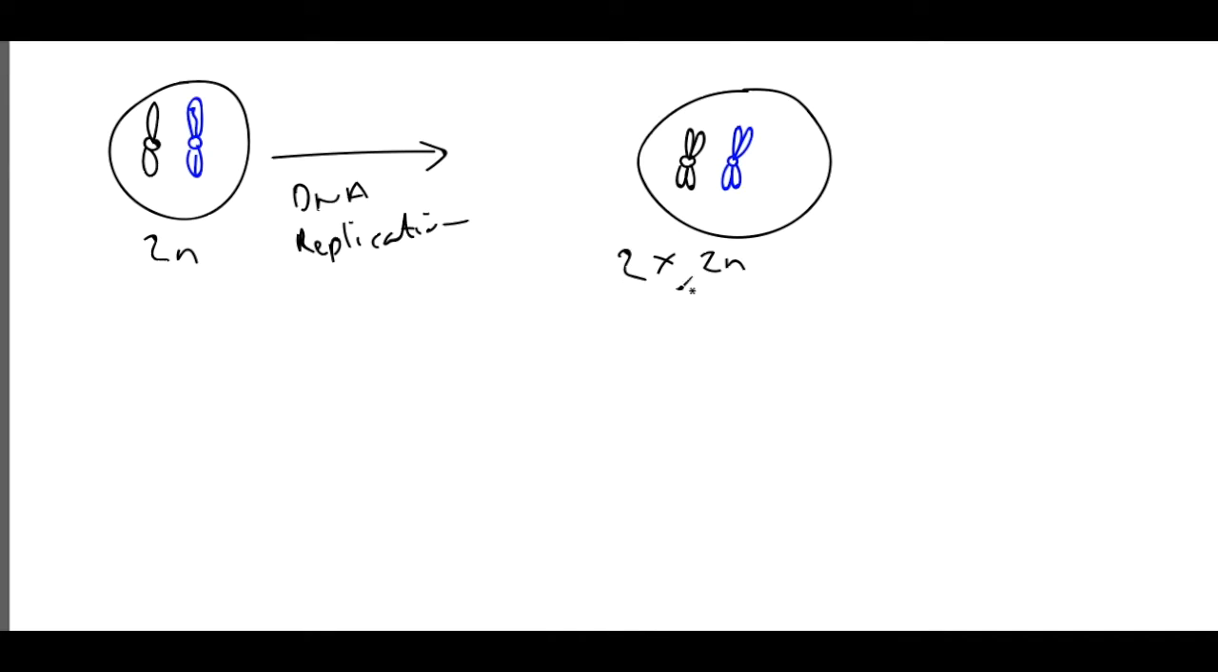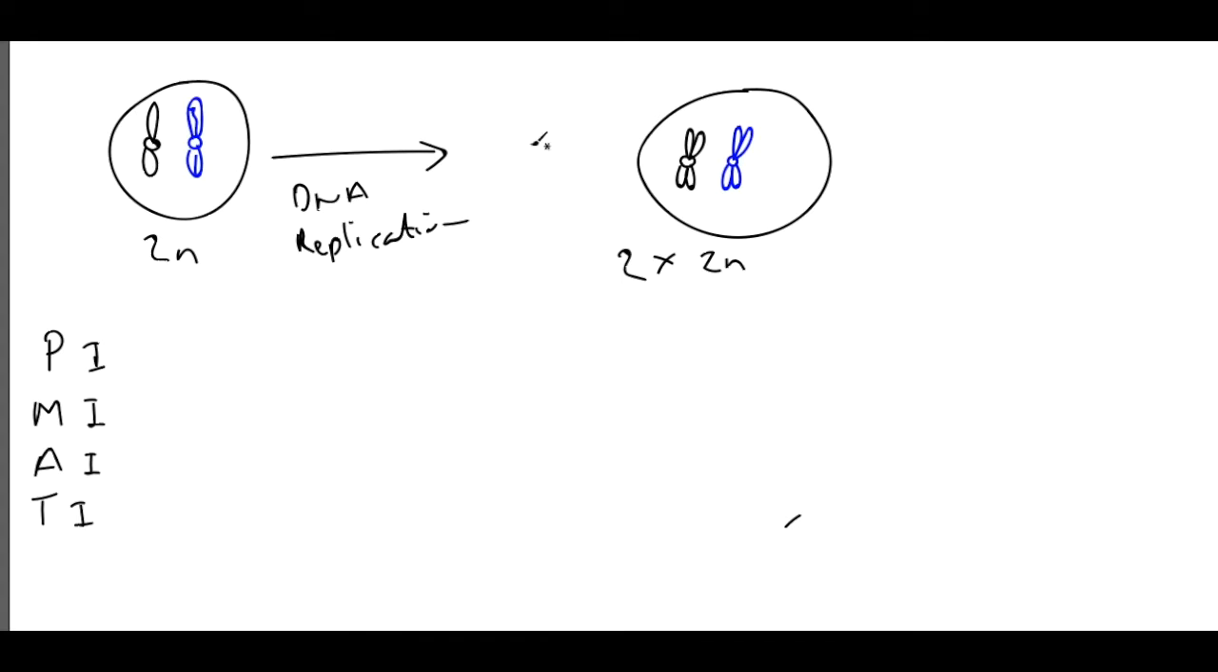Next, this cell goes through its first division within meiosis. And the divisional process as it goes through is PMAT. So, prophase, metaphase, anaphase, telophase. Again, these are 4 stages that happen within mitosis. But this is known as the first division, known as meiosis 1. So all of these are going to be called prophase 1, metaphase 1, anaphase 1, telophase 1.